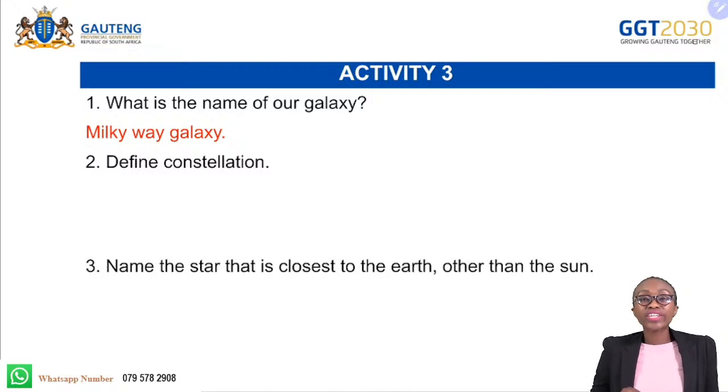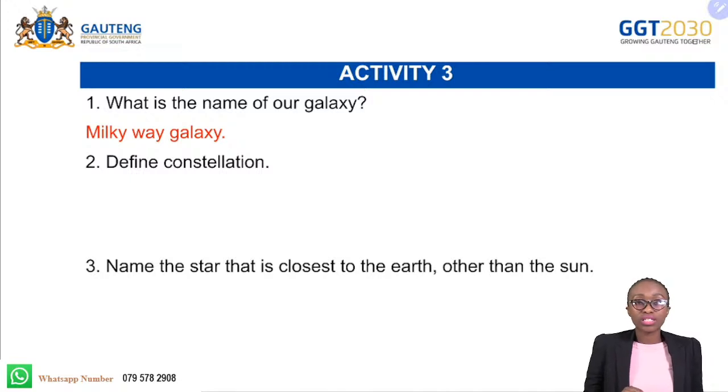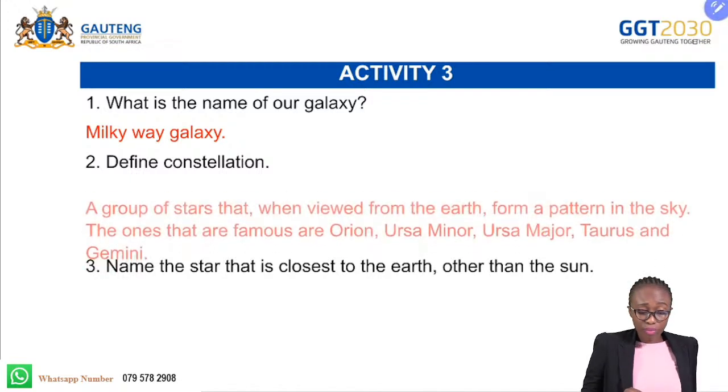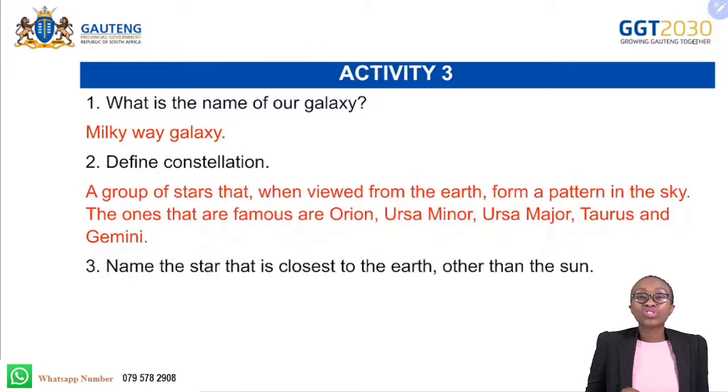And then define constellation. It is quite a long mouthful definition. So a constellation is a group of stars that when viewed from Earth form a pattern in the sky. The famous ones are Orion, Ursa Minor, Ursa Major, Taurus, and Gemini, just to give you a few examples. And the third question reads, name the star that is closest to the Earth other than the sun.